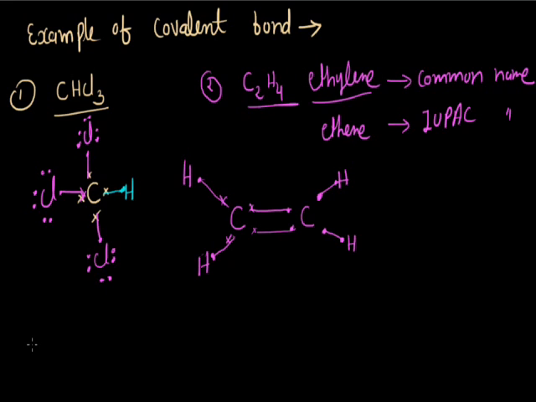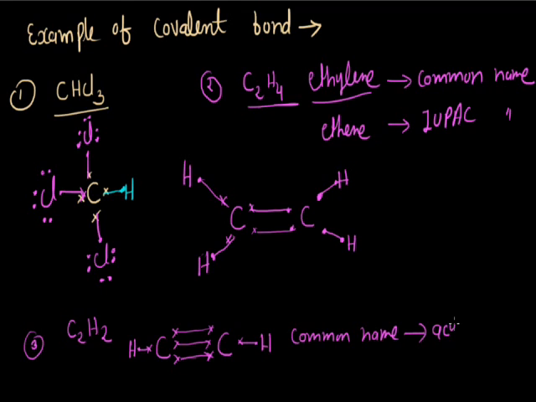Now the next, third example is C2H2. Here again there are 2 carbons, each having 4 valence electrons, and 2 hydrogens, each with a single valence electron. First the hydrogens complete their doublet, and after that both carbons complete their octet by sharing 3 electrons. This is called acetylene, its common name. And its IUPAC name is ethyne.